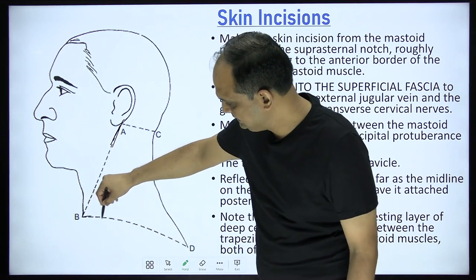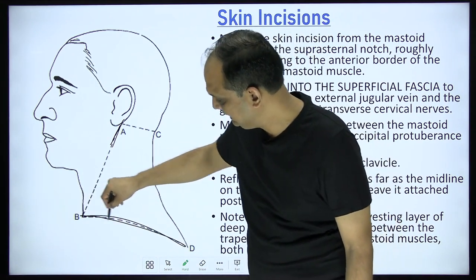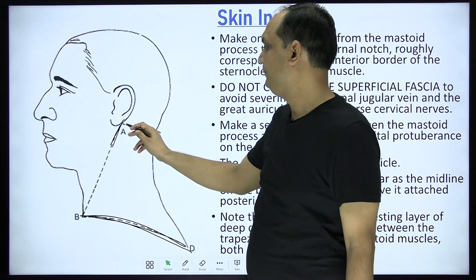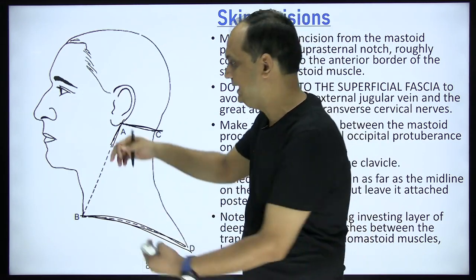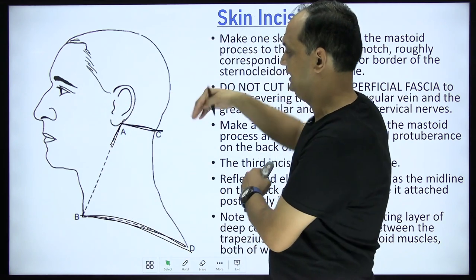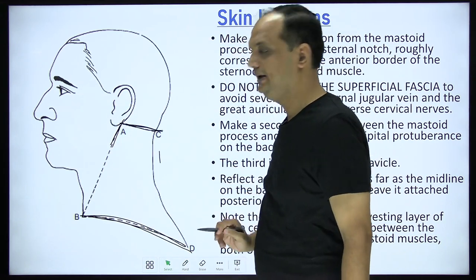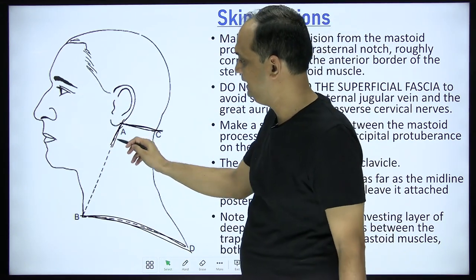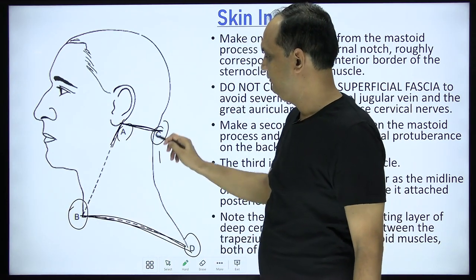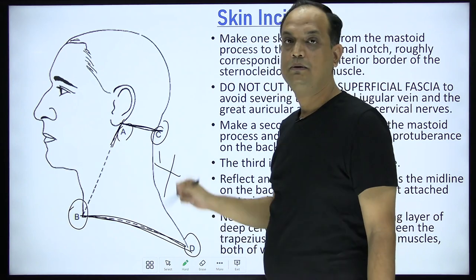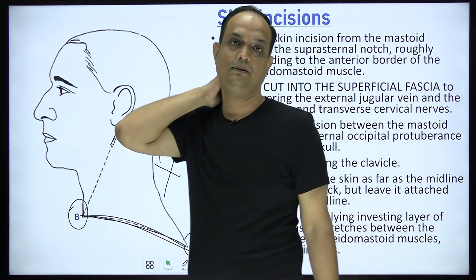Then we make an incision in the lower part along the clavicle, and we make an upper incision up to the external occipital protuberance. After that, you have to lift this flap and take it backward. Posteriorly you don't make a cut. Which cuts do you have to make? A to B, B to D and A to C. We will never put a cut on C to D. Posteriorly you don't make the cut. Clear?